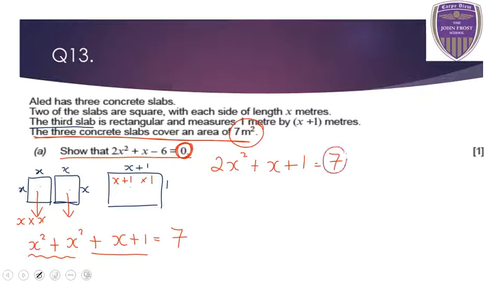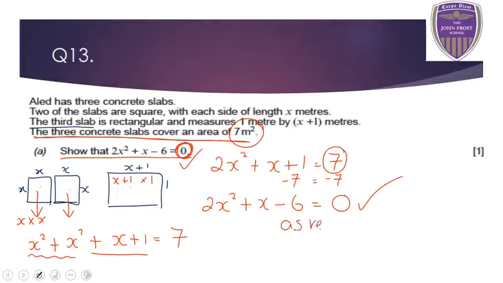So to make this naught, I'm going to take away 7, which means I've got to take away 7 on this side as well. Whatever you do on one side, you've got to do on the other side. So you're left with 2x squared plus x minus 6 equal to naught. And that's exactly what we have to show. So as requested, it is only worth 1 mark. It seems like a lot of work for that, okay?